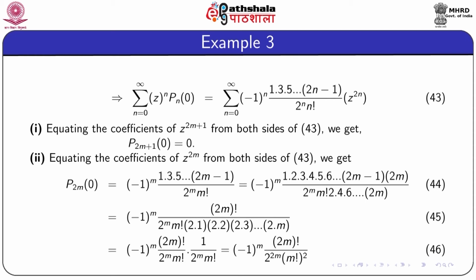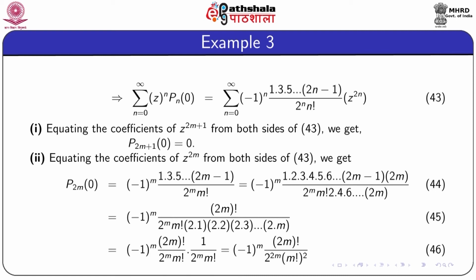And if you do that, to the left hand side you will be getting P_{2m+1}(0), because n is replaced by an odd number 2m+1, whereas to the right hand side, z to the power 2n, that is, all the powers are even. Hence, we do not get any coefficient of z to the power 2m+1 from the right hand side of 45, and hence the right hand side is 0. Therefore, we just show that P_{2m+1}(0) is equal to 0.